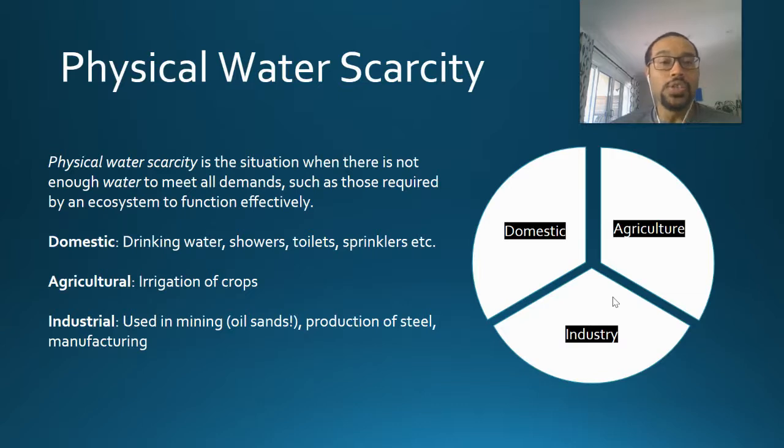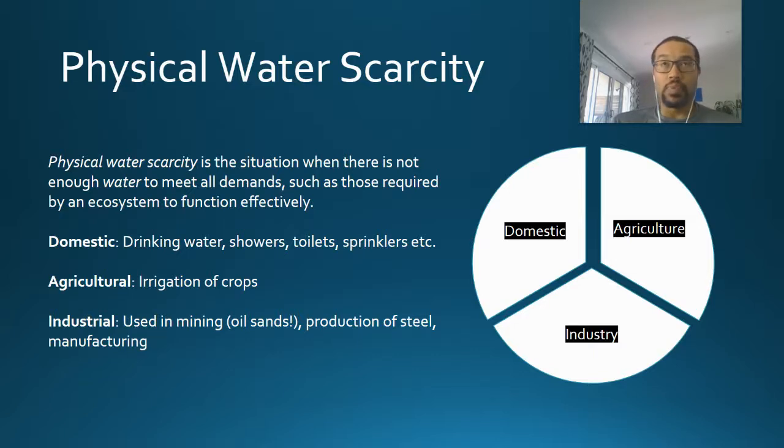Okay, so I'm going to talk about two types of scarcity: physical and economic. The first, physical water scarcity, means that there just isn't enough water to meet demand. And demand comes from various places. It comes from the domestic demand, which is households, for drinking, for running everything in your house that you need water for. Industry is a big one. Water is used very heavily in all sorts of industries.